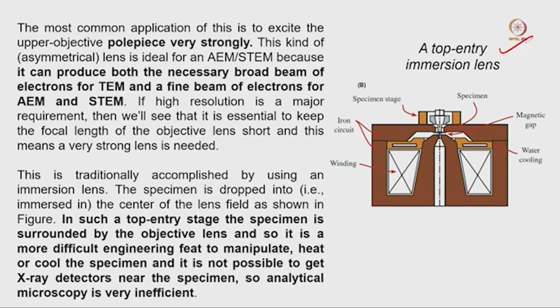Now, this I also discussed in the last class, for the top entry immersion lens, the flexibility is not that much. As we already discussed, in the top entry stage the specimen is surrounded by the objective lens, so it is more difficult engineering to manipulate heating or cooling of the specimen. It is also not possible to get the X-ray detector near the specimen. So this is the kind of lens we can use for an analytical microscope, mainly for material science purposes, not for biological science purposes.